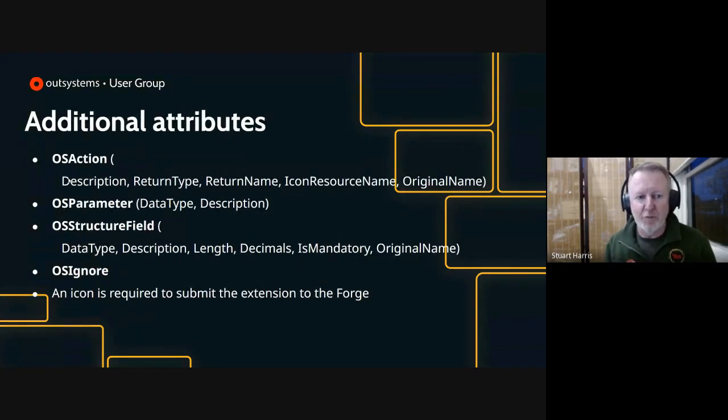So these additional attributes, the OS action is what you put on your interface to say this is the action description. Now the return type, those things will be picked up by default by OutSystems. The important one, or one of the important ones, is the return name. If you don't put the return name in, it'll work. But what that is, it's the name of the parameter that, when you expose it in OutSystems, is the name of the return parameter.